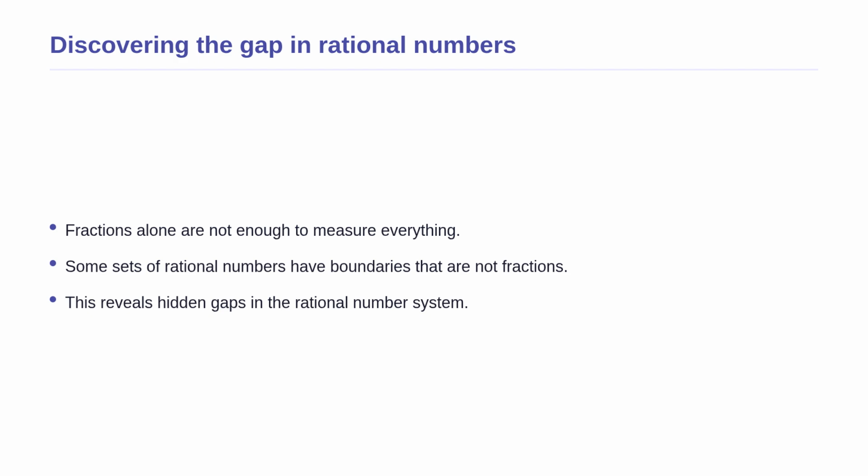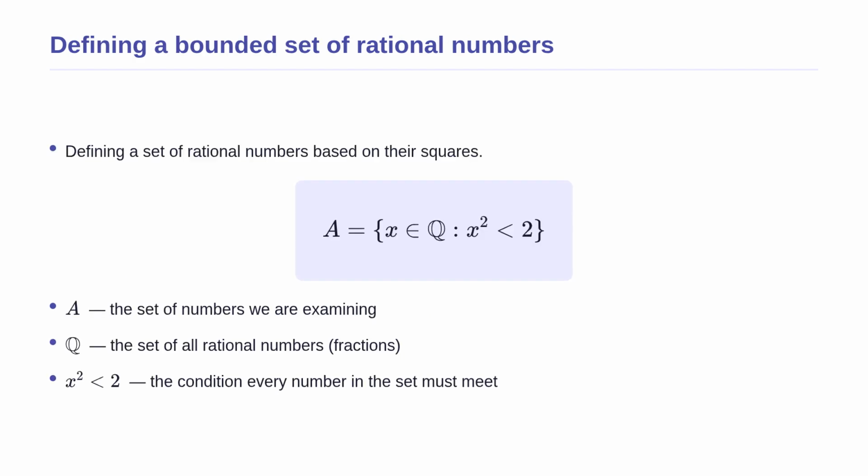We are going to look at a specific collection of rational numbers. This specific problem is famous because it reveals the hidden gaps in the rational number system. We will see that if we only use fractions, certain sets will have boundaries that simply do not exist in our number system. This failure will prove exactly why the real numbers need the completeness property to fill in those microscopic holes.